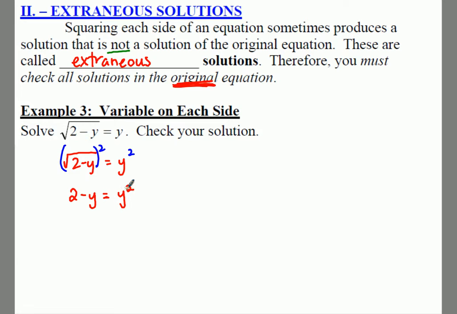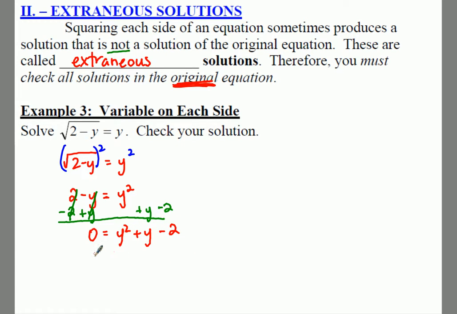Now, we have a y squared, which means we're going to have to actually do some factoring. So we need to combine or get all of our terms on the same side of the equal sign. That way we can set our equation equal to 0. So add y to both sides, which gets rid of your y's on the left. Then subtract 2 from both sides, so that'll cancel out your 2's. So you get 0 is equal to y squared plus y minus 2.